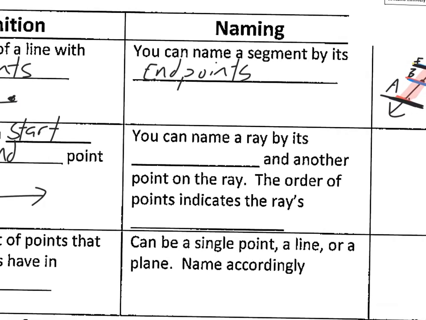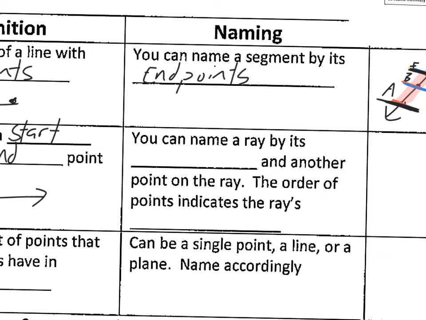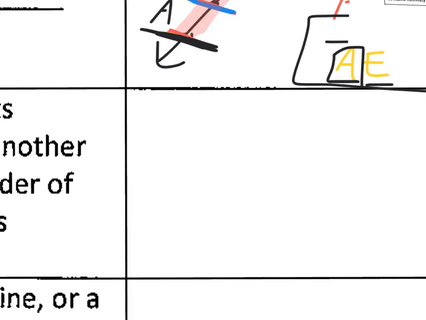So to name a ray, you need to use that starting point. You have to use 2 points, so you're going to use the starting point, and you could pick any other point on the ray. Just pick whatever point you want it to extend. So for example, I could draw a line again here. Remember, a ray is just a piece of a line, and a line has an infinite amount of points, so I'll just draw a few, A, B, C, D, E.